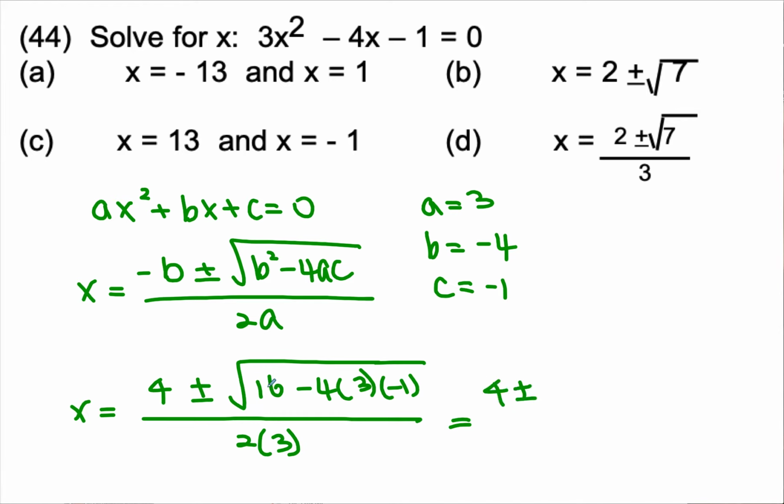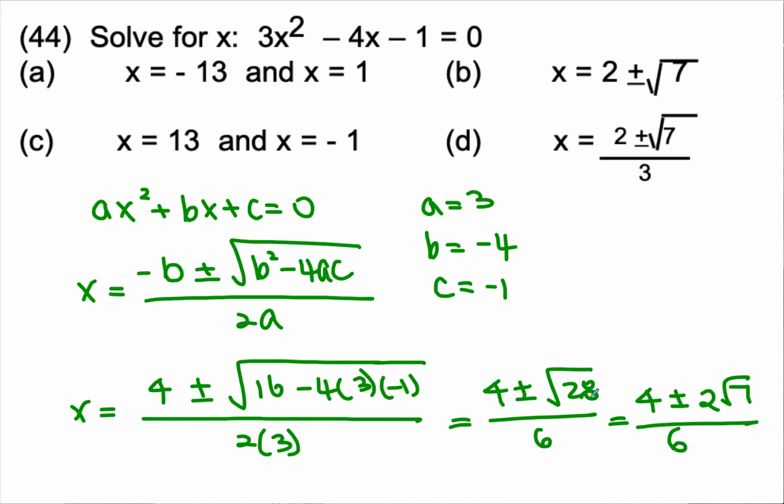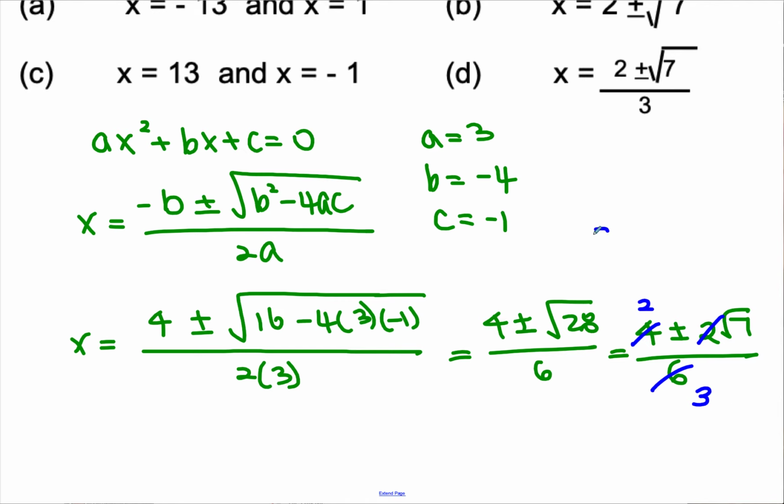Now 4 plus or minus the square root of, here we get 16, and then this is plus 12. So we get square root of 28 over 6. Now I realize that square root of 28 can be simplified. So we get 4 plus or minus, 28 is made by 4 and 7, so we get 2 square root of 7, because 4 can come out. But I can go one more step further. 2 is a common factor in all of them. So my final answer becomes 2 plus or minus radical 7 over 3, which is choice D.